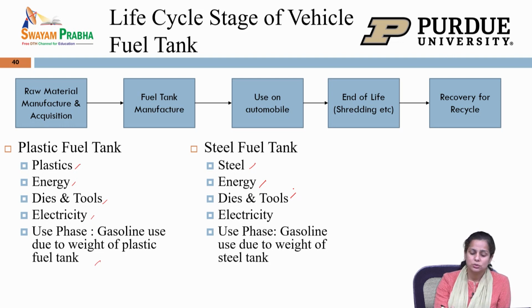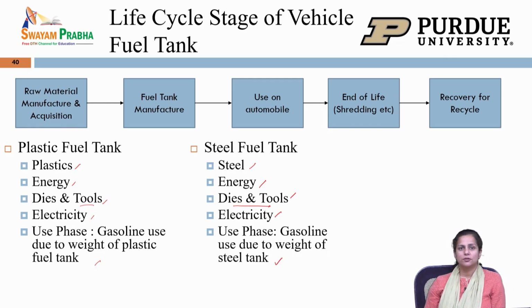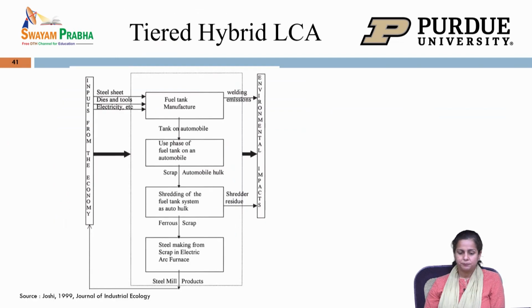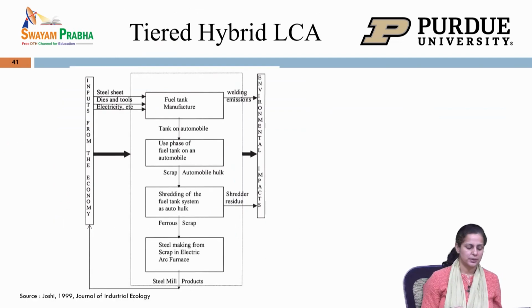Of course, your dies and tools here, you might be using lathe machine, and in the case of plastic, you might be using forming machines or the extruders and things like that. So of course, the kind of dies and tools that are used for the manufacturing of these two vehicle fuel tanks using different materials will also be different. Of course, the electricity, which is the energy input, that might also be different based on the material type. And then during the use phase of the vehicle fuel tank, you have different gasoline use due to weight of steel tank.